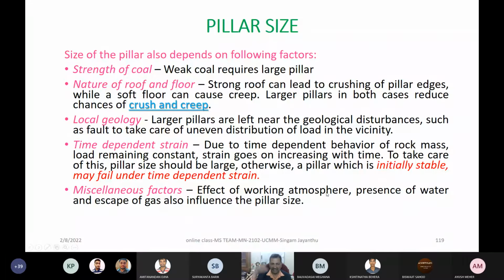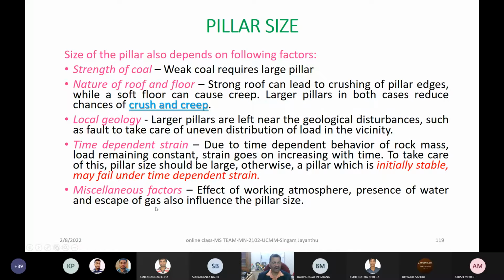Effect of working atmosphere: there may be watery conditions, presence of water. Especially when we are talking about water, you should know, as an Indian mining engineer, my beloved students, that the Kamthi series is a highly water-bearing strata, especially in Wardha Valley coal fields. That's what I used to tell you. You cannot become a good mining engineer unless you are a good geologist. I mean, you need not go and read MSc geology, but you should know about the geology of that area, my beloved students of underground coal mining methods. So this presence of water and escape of gas also influence the pillar size.